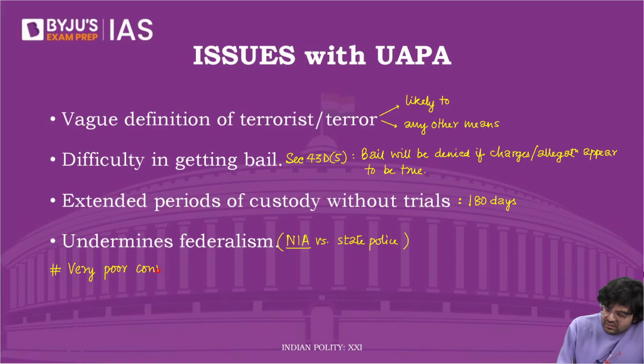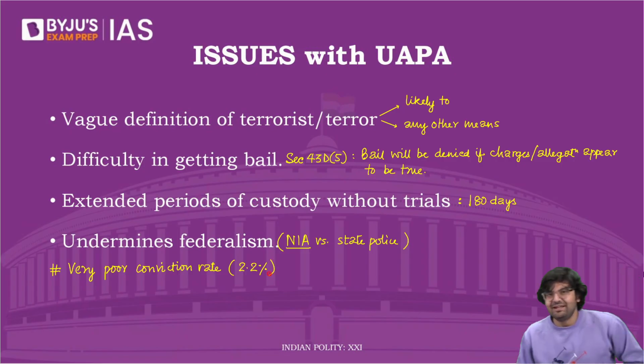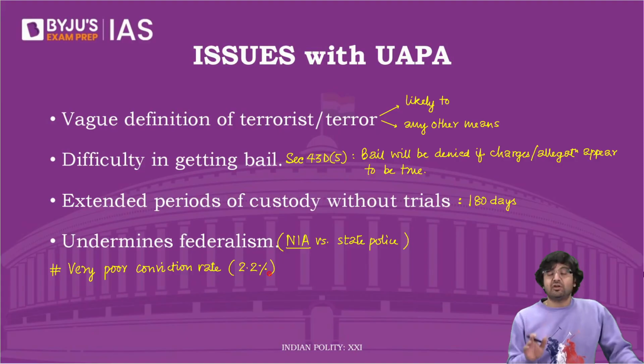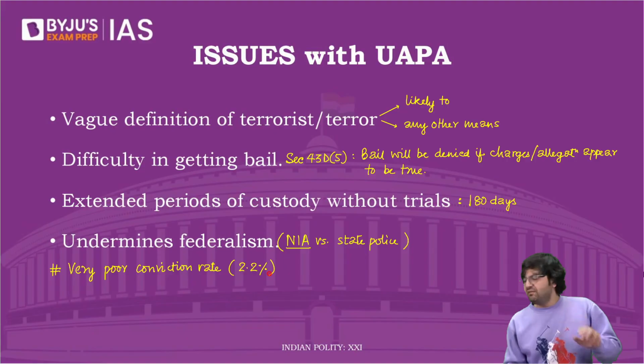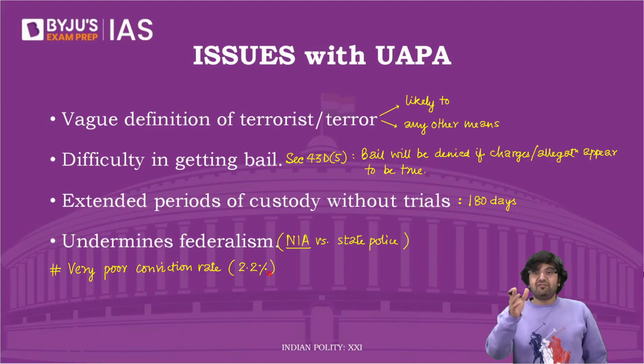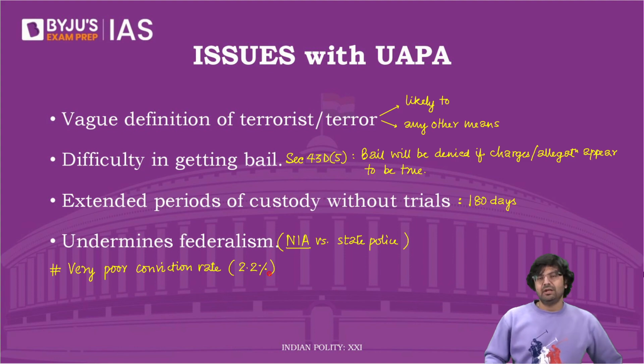Very poor conviction rate. What is the conviction rate in UPA? 2.2%. That's it. In the last 10 years, 10,552 people have been arrested. How many people got convicted by the court? 253 convictions. 2.2% is the conviction rate under UPA. Out of 100 arrests, 98 are wrong arrests. In fact, only less than 4.5% cases have been completed in UPA.